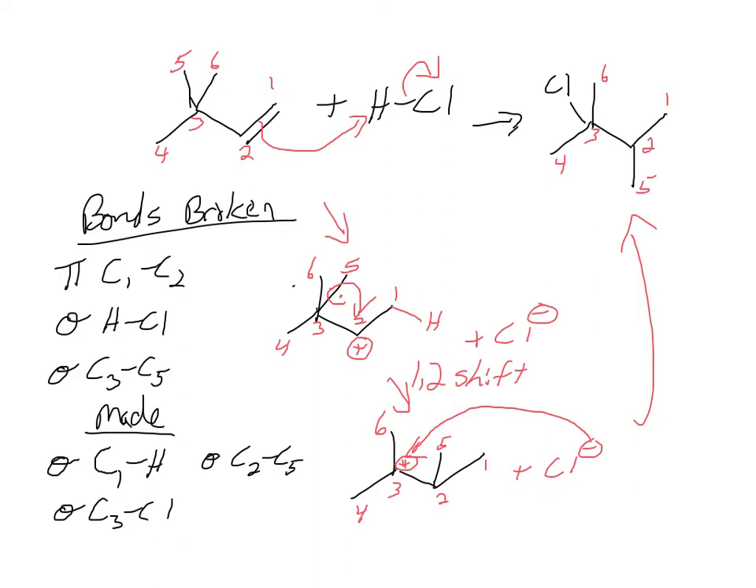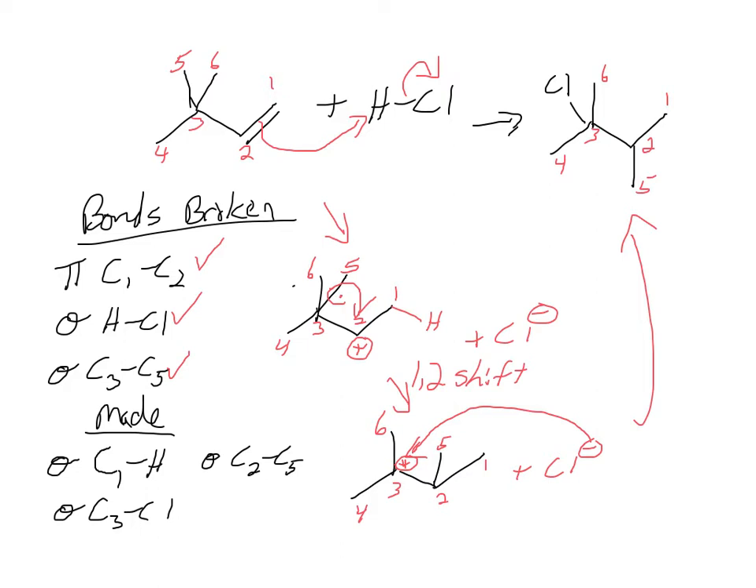So let's go back through our checklist. Do we break the bonds we needed to break? First step, we broke the C1, C2 pi bond. Good. First step, we also broke the HCl bond. Over here, we broke the C3, C5 bond. We did that shift. You can even think about this part as a nucleophile, this part's an electrophile here. Nucleophile, electrophile again. Did that.